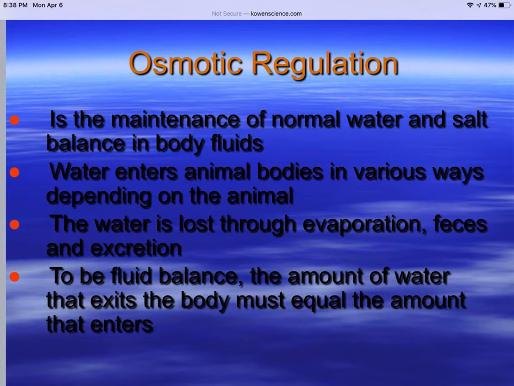To be fluid balanced, the amount of water that exits the body has to equal the amount of water that enters the body. You can tell if this is balanced by looking at your urine. Your urine should be almost clear in color if you've got that balance. If it's more yellow, then you are not keeping the balance. You have more water leaving than you have entering the body.